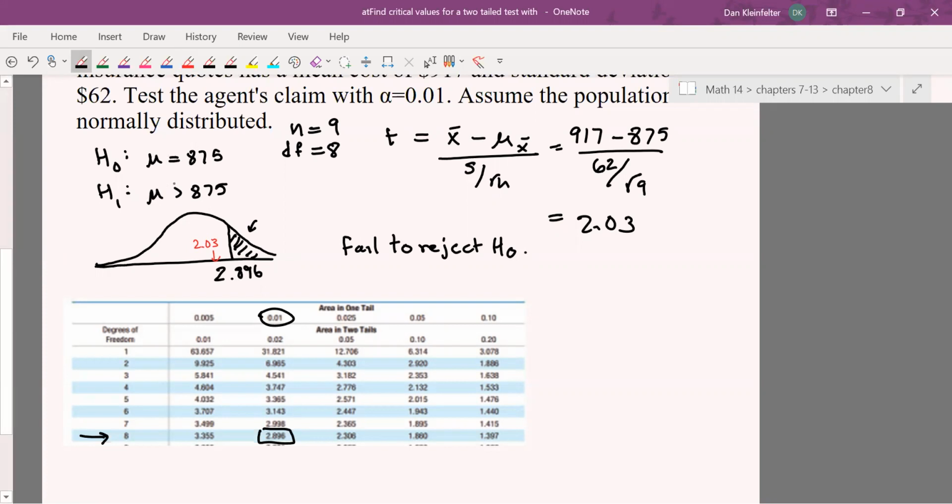And if we were able to reject H0, then we'd say, okay, well, that supports H1. But as it is, we're not rejecting H0, so there's insufficient evidence. Let's just say not enough. There's not enough evidence to support the agent's claim.